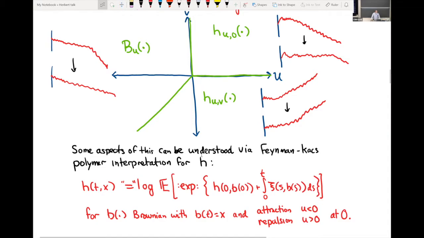So this first term, H0B of 0, says that if the slope at infinity is quite negative, you're heavily penalized for your Brownian motion going far away from 0. Brownian motions like to spread out, but if you end up too far, you end up in a very negative region, and you get penalized probabilistically. There is a very small contribution to this.